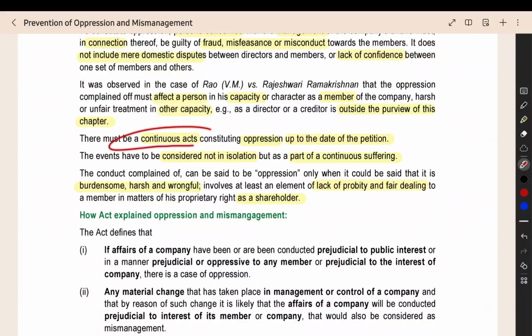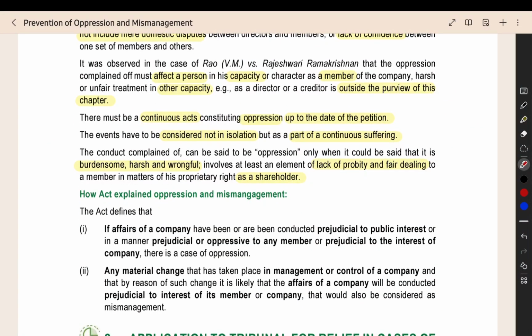Then there should be continuous acts, not a single act. The continuous act should be there up to the date of petition. A single act, you should not consider separately; you should consider it together. You should be a part of the continuous suffering. Till the date of petition, they were suffering the acts done by the oppressors.